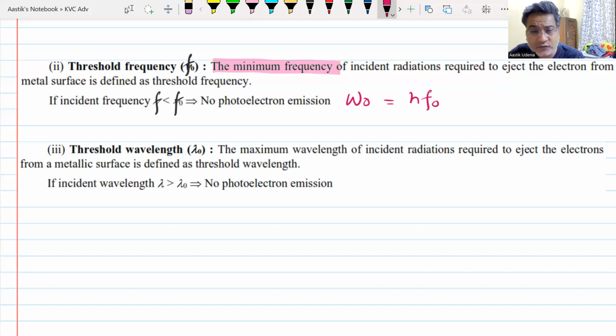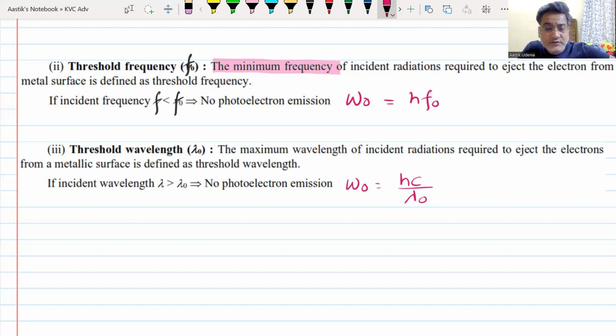Now, since we have related it to frequency, we'll also relate it with the wavelength. Remember, frequency was minimum, therefore wavelength is maximum. The maximum wavelength of the incident photons for which electrons can be emitted is known as the threshold wavelength. This W naught will be equal to hc by lambda naught. Do we understand this? Yes or no? Yes, sir.